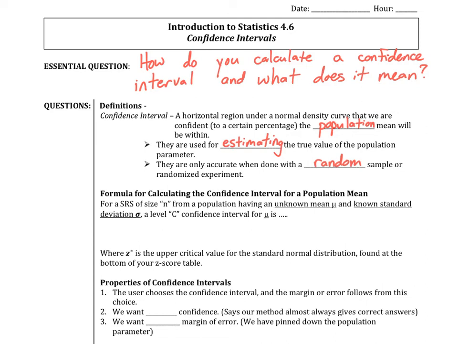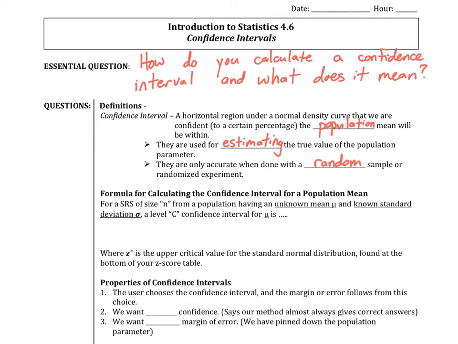All right, 4.6 is on confidence intervals. What we're going to work on today is how do you calculate a confidence interval and what does it mean? You have never heard of this term before, so it's going to be brand new for you. Basically, we're going to try to narrow down where the mean or a statistic will be in a population based on the information we're given.